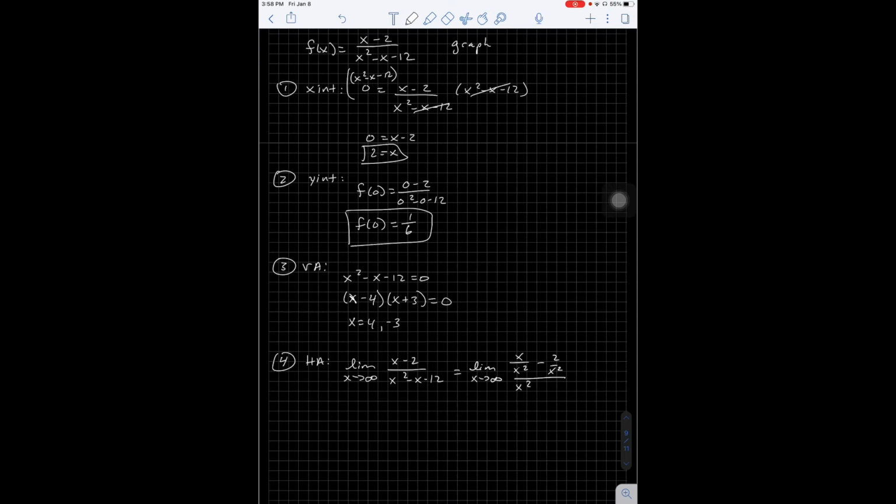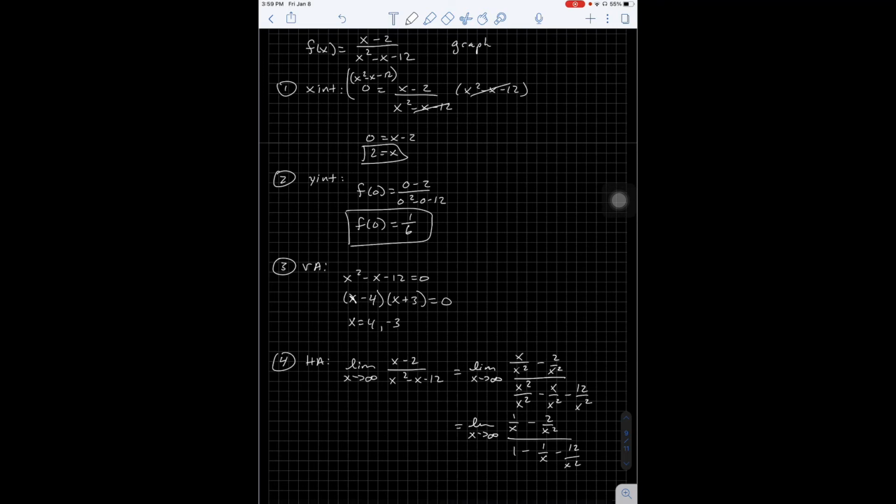Now, why can I do that? Because I'm dividing the top and the bottom completely all by the same thing. So basically that means I'm just multiplying by 1. So I'm not changing the value of it because I'm doing it to the top and the bottom in every term. Then reduce. X over x squared is 1 over x. This stays. X squared over x squared is 1, and this stays.